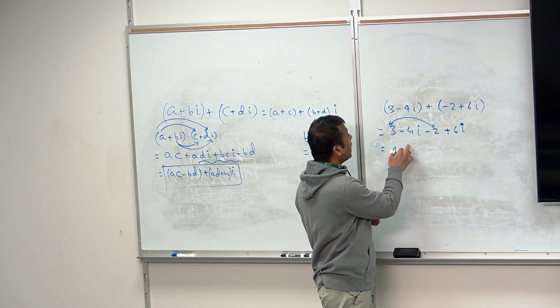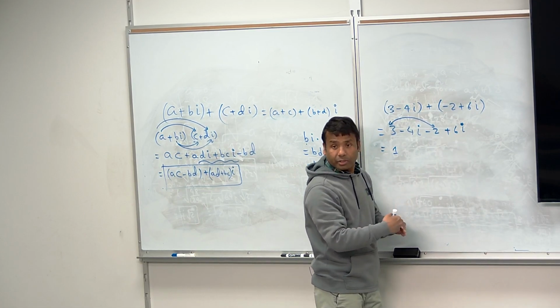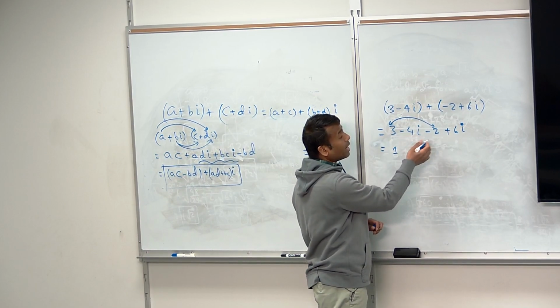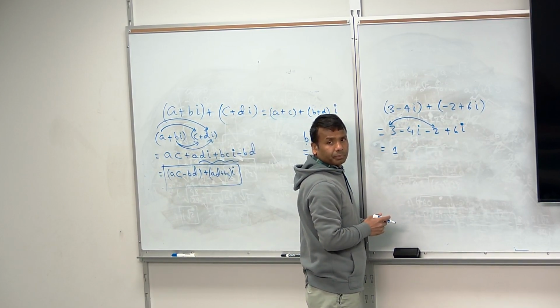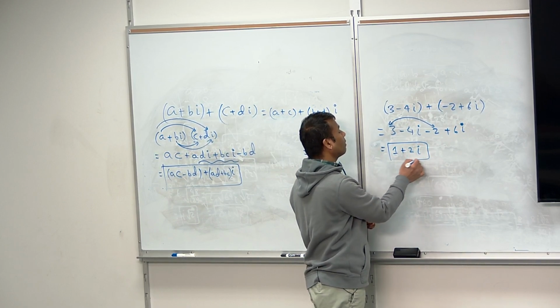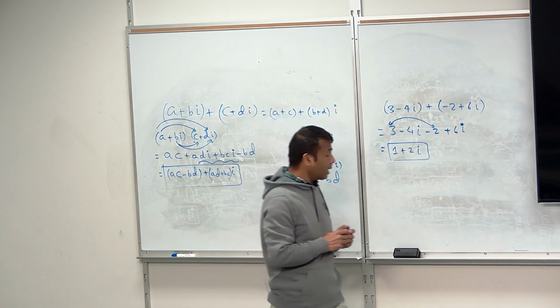1. And now you see -4i and positive 6i. You combine them. They are like terms, right? So what will be that? What is -4i plus 6i? 2i. Yeah, positive 2i. So this is the final answer. Make sense? Okay, good.